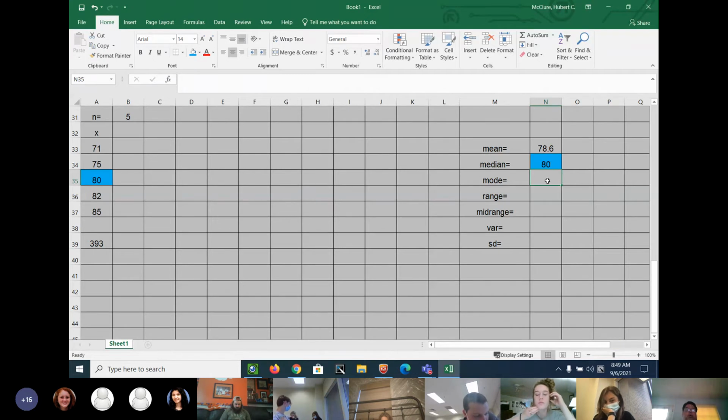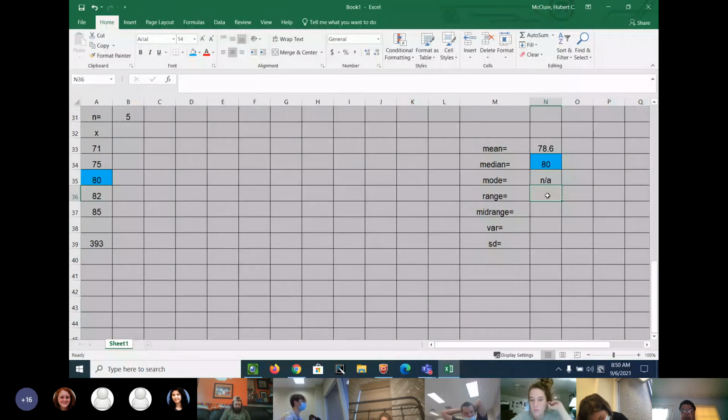Mode. Does anything show up more than once? No. So you put non-applicable. What do you not put for mode when there's nothing there? 0. You do not put 0 because you'll always have some smart-ass teacher mark it wrong and say 0 is not even in the list. Don't do that. Make sure you put non-applicable or put there ain't none. And you spell it however you want to.